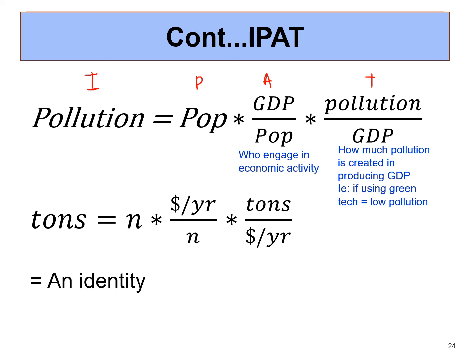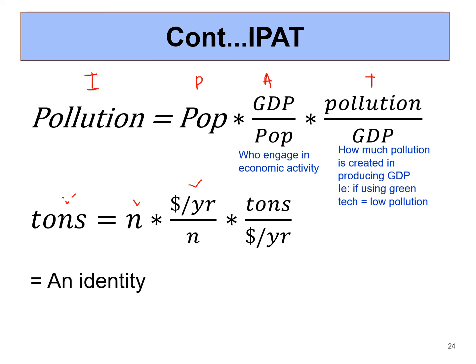For instance, if you are using green technology, you will perhaps produce low pollution. Your pollution is measured using tons, your population is measured using the number of people, and GDP is measured using dollars or ringgit per year. The remaining units are the same.